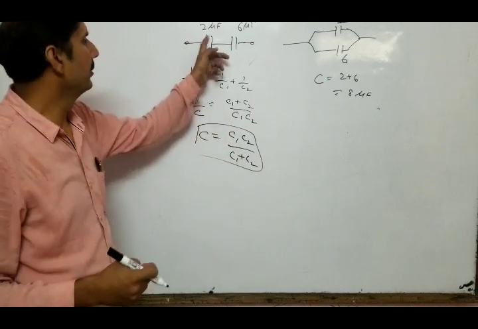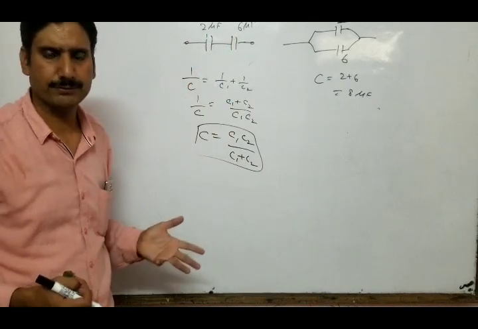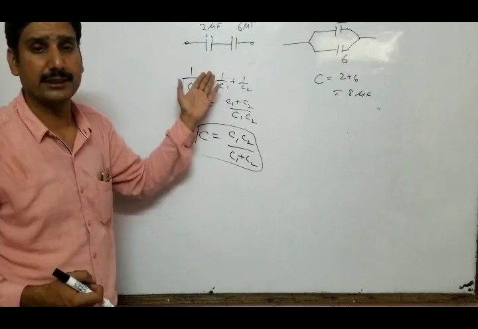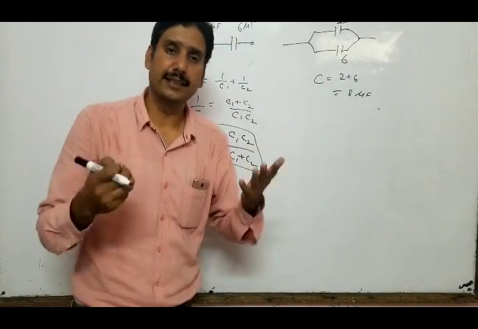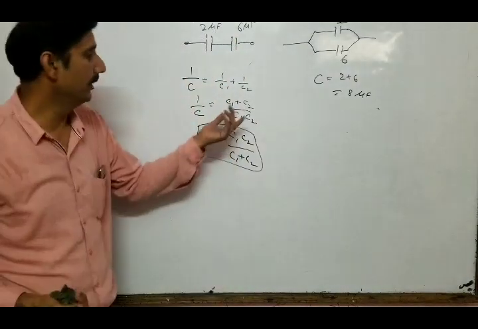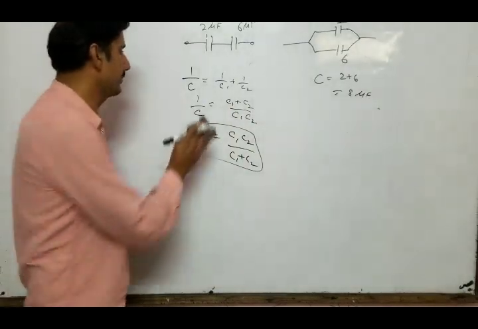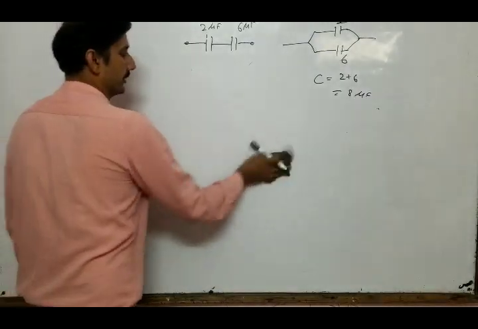How you can do that? 2 into 6 divided by 2 plus 6. So 2 into 6 was 12, divided by 2 plus 6, it is 8. 12 by 8, this is 3 by 2, that was the answer. Let's proceed with some more questions.